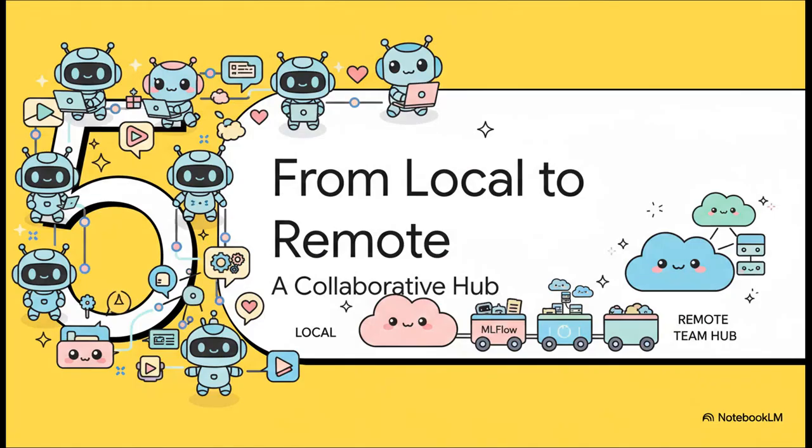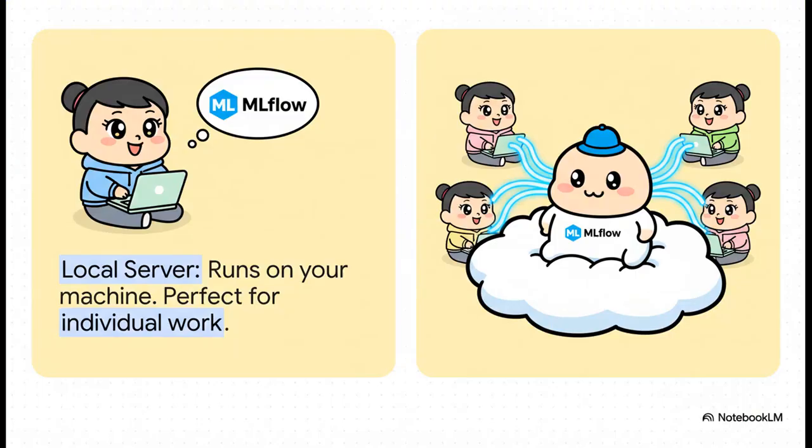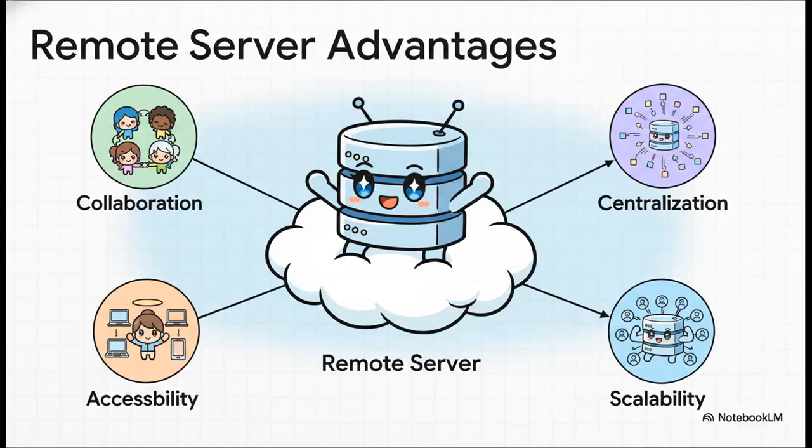Now let's talk about how this all fits together when you go from just working on your own laptop to being part of a real collaborative team. You can absolutely run MLflow just on your own machine, and honestly, that's a perfect way to get started. But the real power, especially for teams, gets unlocked when you set up a remote tracking server. Look, using a remote server is a total game changer for how a team operates. It creates that single source of truth we've been talking about, which makes true collaboration possible.